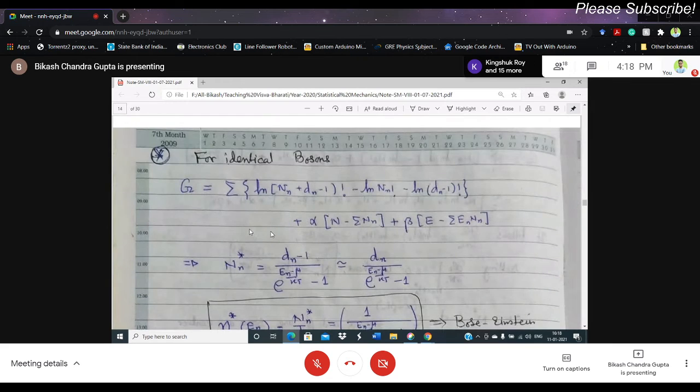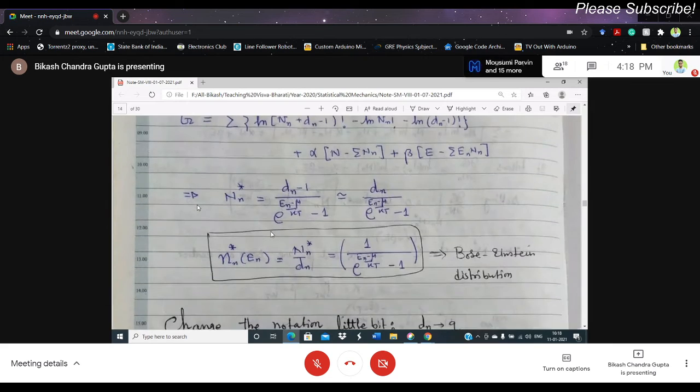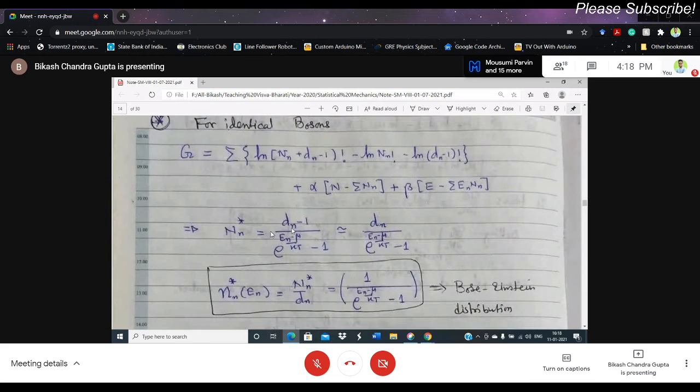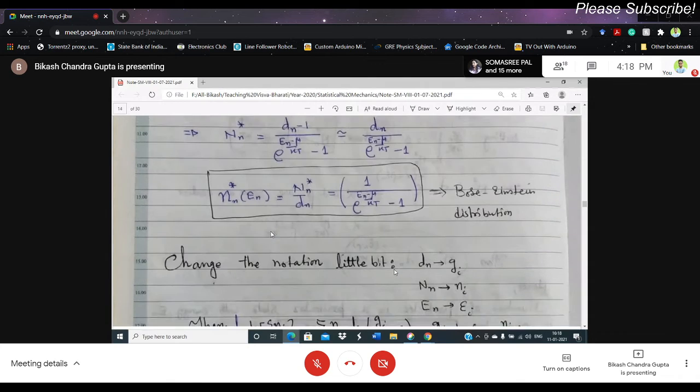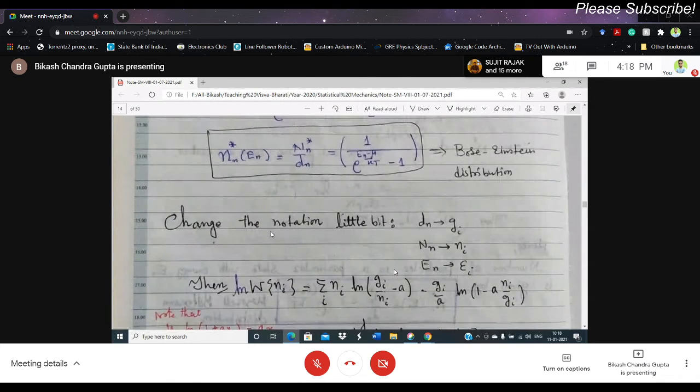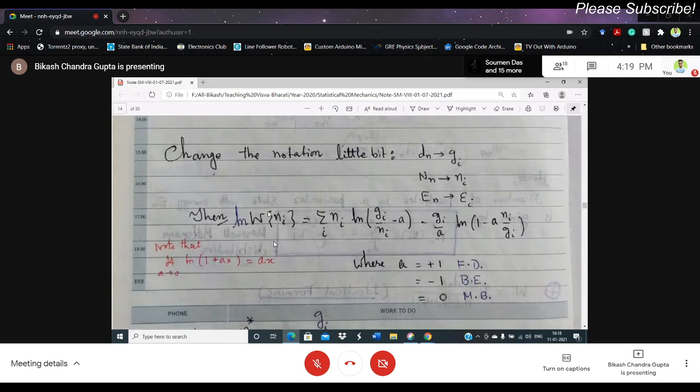And for identical bosons, you can work it out in a similar way to find the most probable distribution, and that again turns out to be 1 by e to the power epsilon minus mu by kT minus 1. You see. So now, if you change the notation a little bit, expressing dn in terms of gi, n in terms of ni, and epsilon n in terms of epsilon i, then in general you can write ln W of ni in this form. You can check it, okay?